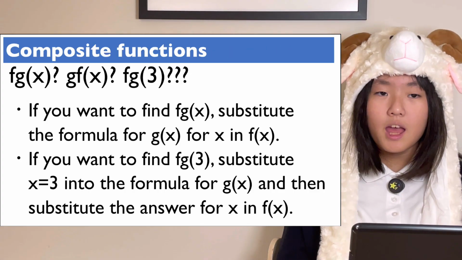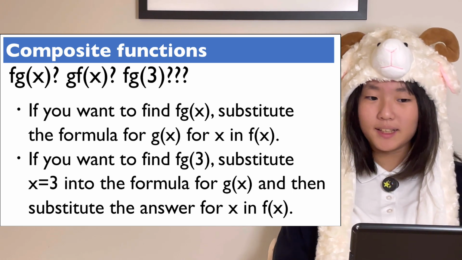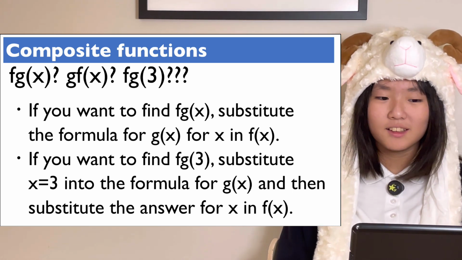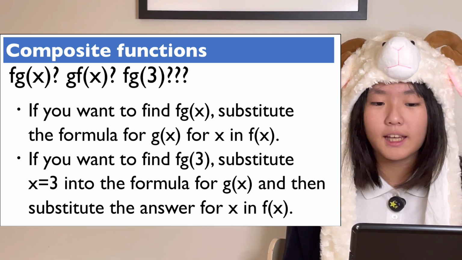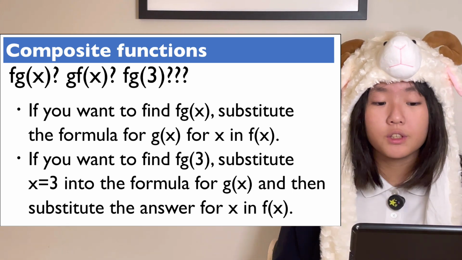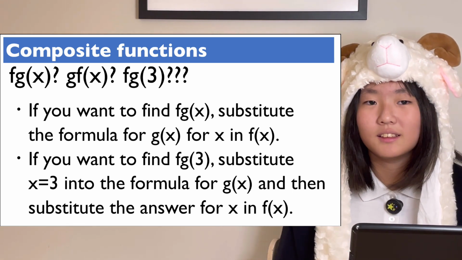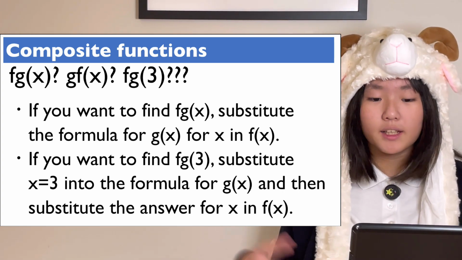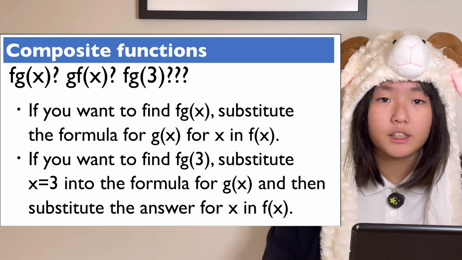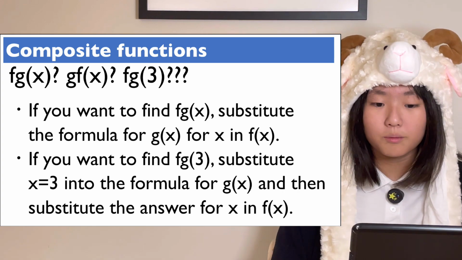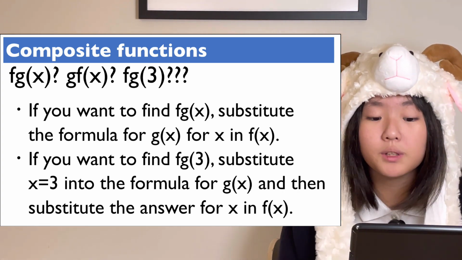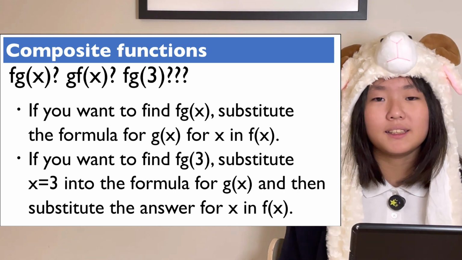Composite functions. fg(x), gf(x), fg(3). If you want to find fg(x), substitute the formula for g(x) for x in f(x). If you want to find fg(3), substitute x equals 3 into the formula for g(x), and then substitute the answer for x in f(x).